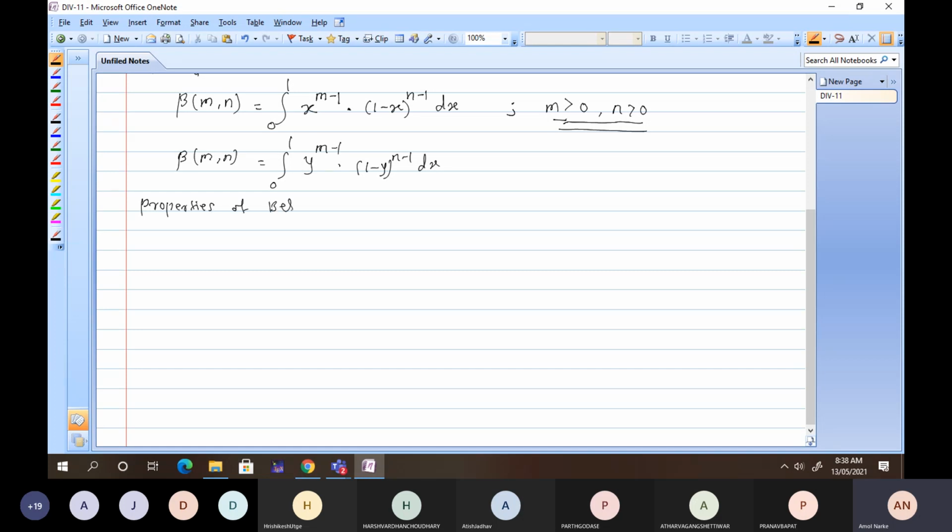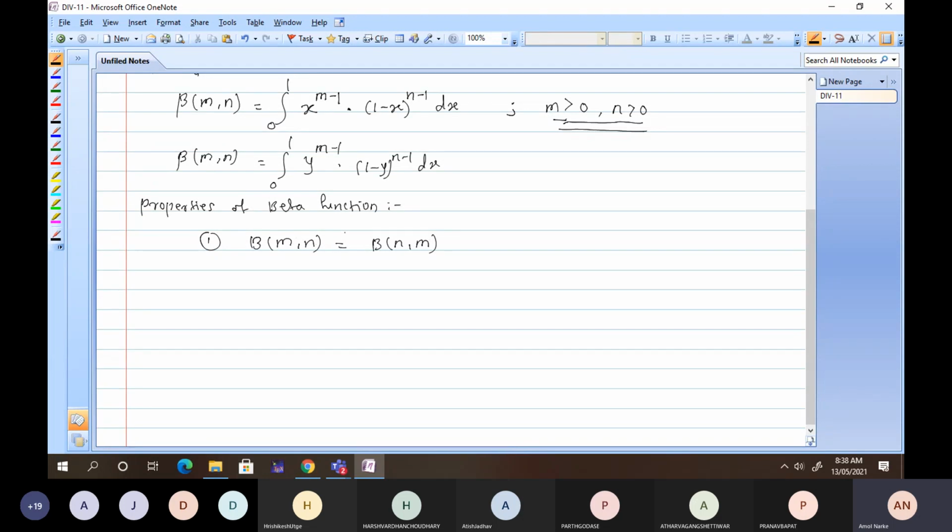So write down some properties of the beta function. In properties, the first important property: beta of m comma n is always equal to beta of n comma m. So whether you write m first or n first, no problem. Both terms are equal. The order of m comma n does not make much of a difference. So both terms are exactly equal.